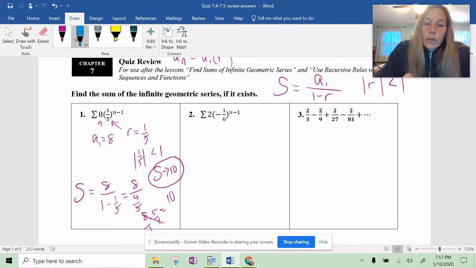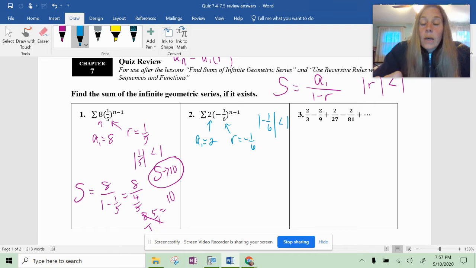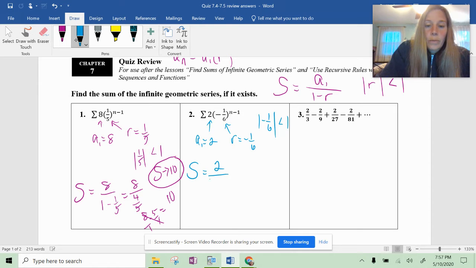All right, let's take a look at number 2. So again, here my a sub 1 is 2. My r value is negative 1/6, and if I do the absolute value of that, it is still going to be less than 1, because the absolute value of 1/6 is just 1/6, which is still less than 1. So we can find the sum here, or what it's approaching. So our a sub 1 is 2, and that will be over 1 minus negative 1/6. Now remember, when you subtract a negative, you're really adding. So that's 7/6. So 2 divided by 7/6 is really like 2 times 6 over 7. And then that means our sum will be approaching 12/7.